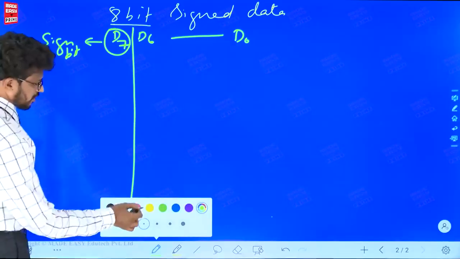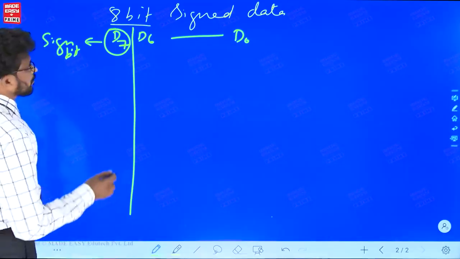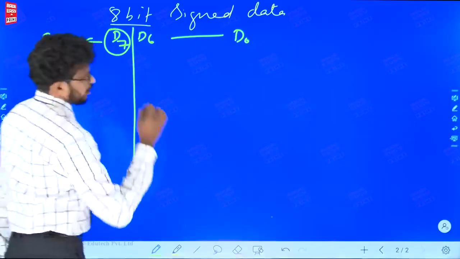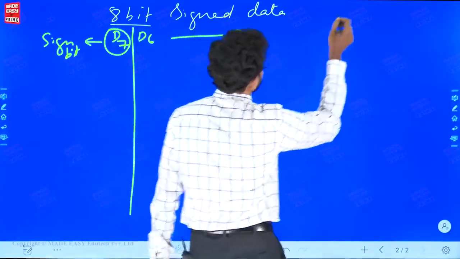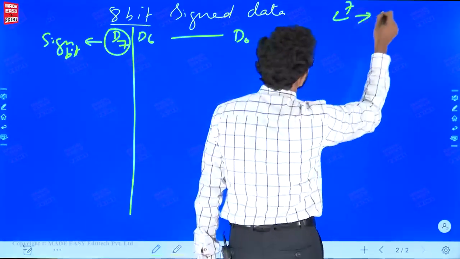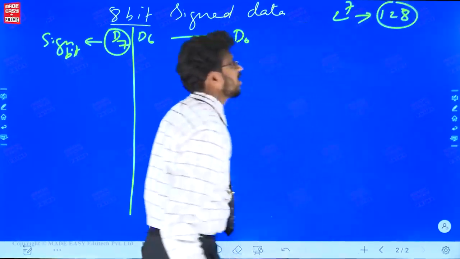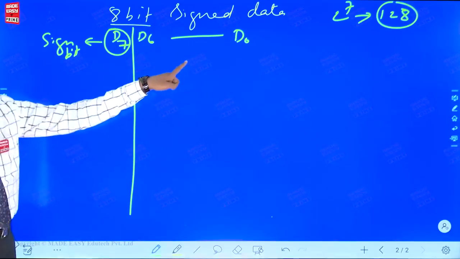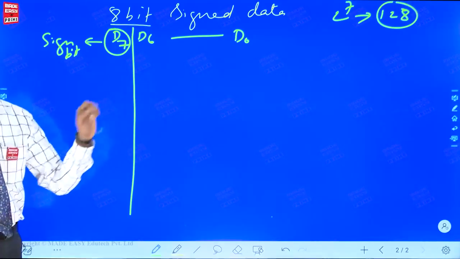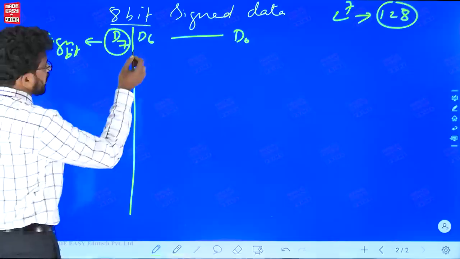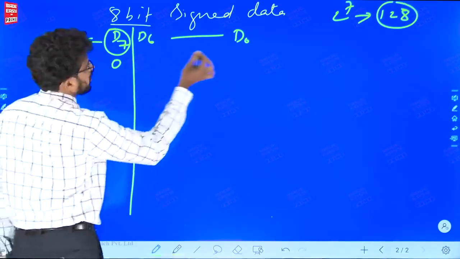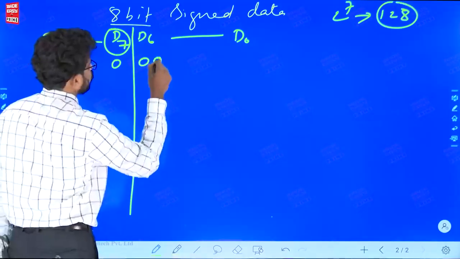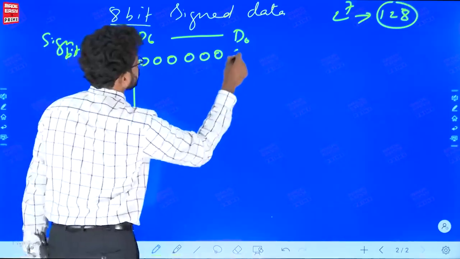So how to solve this problem? Let us consider. The magnitude will be for only 7 bits. So 2 power 7, what is the value? 128. It means that it is possible to represent 128 positive values and also 128 negative values. Fine. So take from 0. How many bits are these? 7 bits. 1, 2, 3, 4, 5, 6, 7.